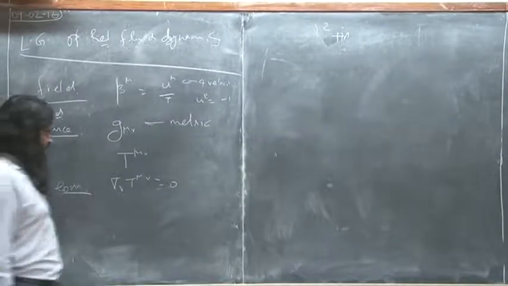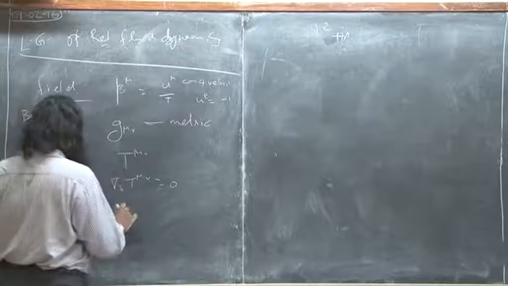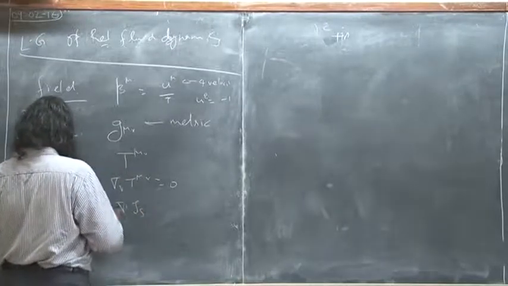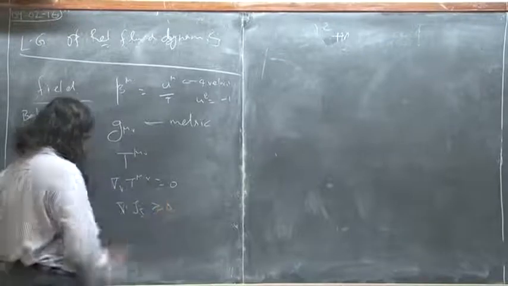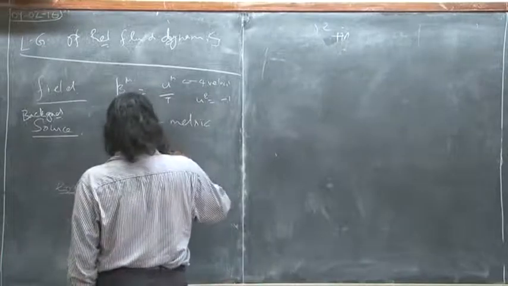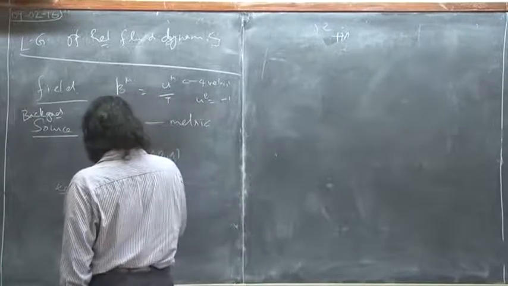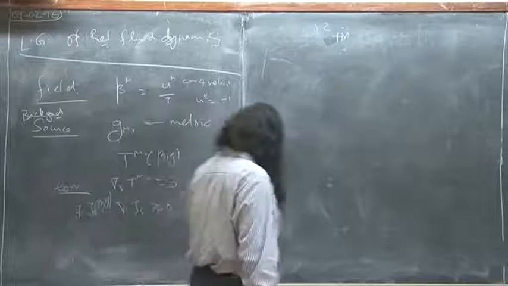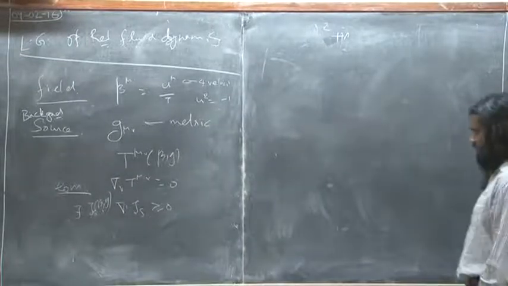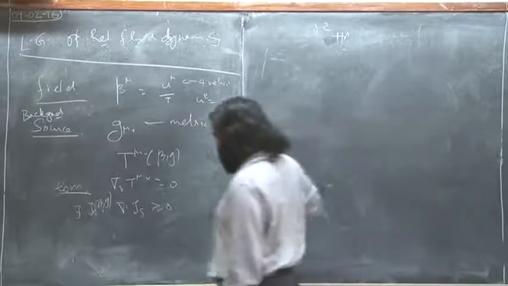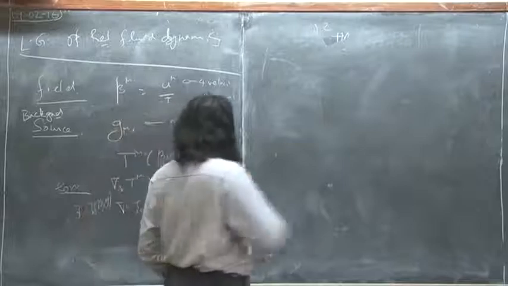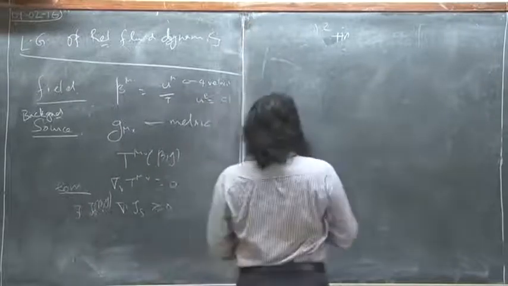Of course, like in the usual fluid dynamics, you will also impose that there exists a J s, such that the divergence of J s is greater than or equal to 0, where J s is also a function of beta and G. So these are functions of beta and G, some local function, some derivative expansion. This is the standard definition of relativistic fluid dynamics, if you wish, and this is what we want to reproduce.